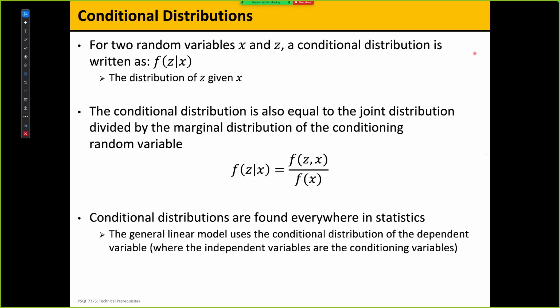Thank you. All right. So, conditional distributions are found everywhere in statistics. The general linear model, predicting y with a series of predictors x, z, is a conditional distribution where the independent variables, the x's, are what we're conditioning upon, and y itself is your random variable you're predicting. Okay?